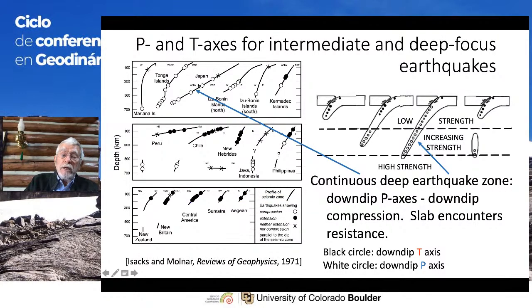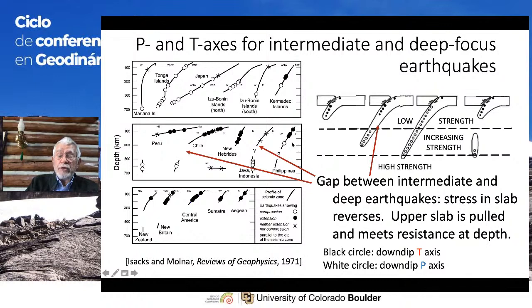Where the earthquakes make a continuous zone all the way from the surface to great depth, as in Japan or in Tonga or the Marianas, what one finds is that the P-axes are down dip all the way, down dip P-axes, as if the slab is compressed along its length. It's as if you took a spring and you pushed it down on the floor and compressed it, making it shorter. So the compression of the slab is parallel to the slab, and it's as if the slab has met some kind of resistance, high strength or maybe high density.